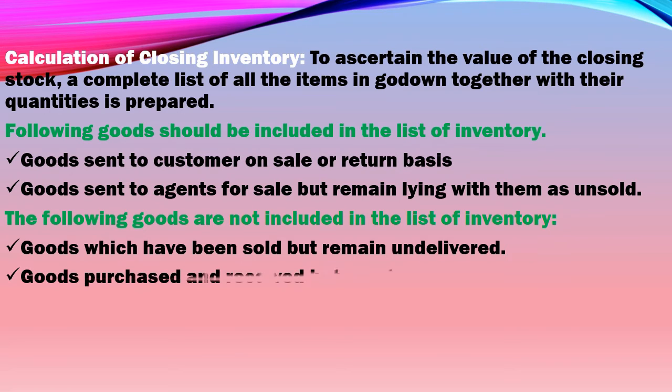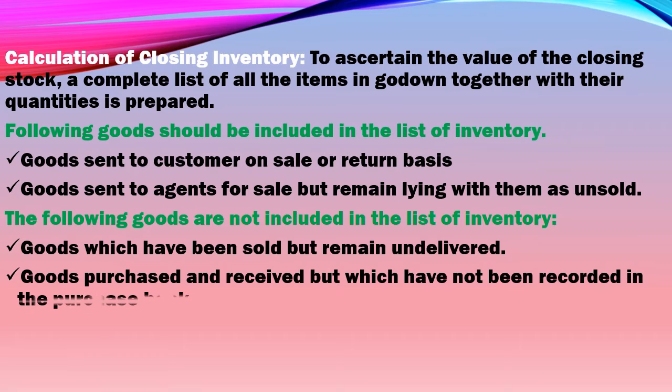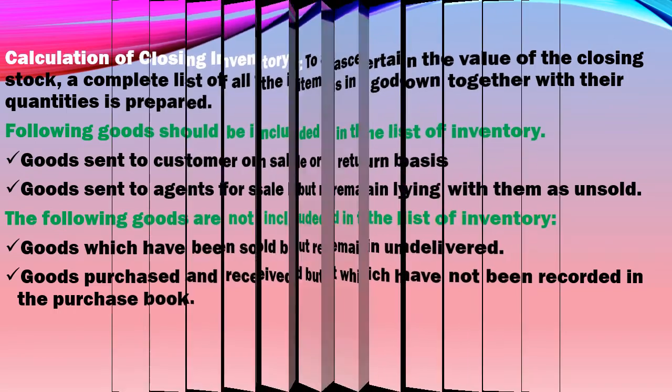Next, what should not be included? Goods purchased and received which have not been recorded in the purchase book. Now, the purchase book is a subsidiary book in which you record all the purchase items from different suppliers. So you have purchased the goods, but not yet recorded them in your purchase book. Unless you record it, you cannot say that it is inventory which is not sold. Only those inventories can be sold or unsold which are recorded in books, subsidiary books like the purchase book or sale book.